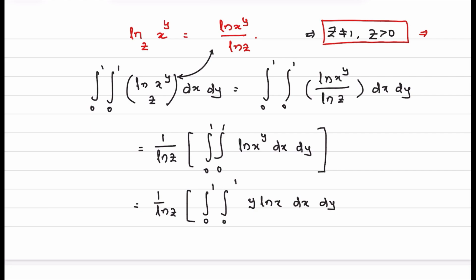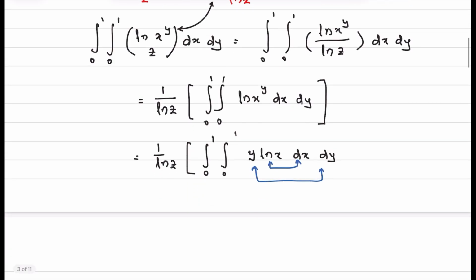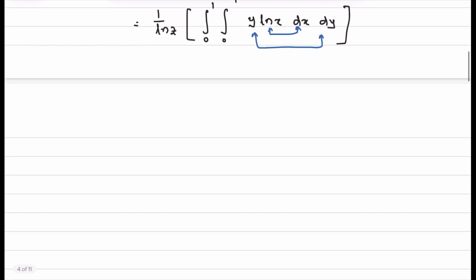Ln x is connected to dx, y is connected to dy. Let us separate both of them. Now this will be equal to 1 by ln z into integral 0 to 1 y dy into integral 0 to 1 ln x dx.